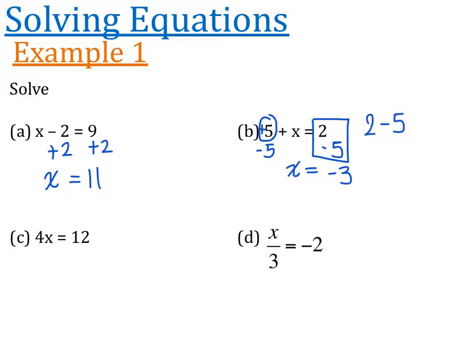All right, the next one, question C, it says 4x is equal to 12. 4x is just an algebraic way of writing 4 times x. So we're going to divide both sides by 4, and we get x is 3. On the last question, it says x over 3 is equal to minus 2. x over 3 is the same as x divided by 3. So we're going to times both sides by 3. So we end up with x is minus 6.